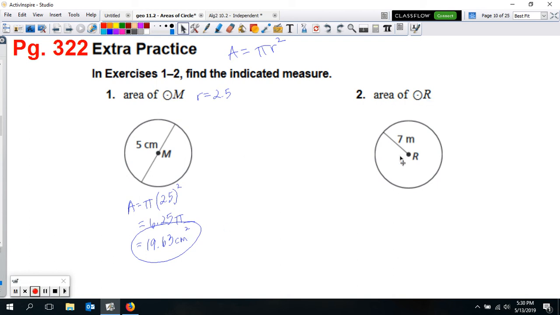Area of circle R, this one does tell you that the radius is 7, so there's the radius right there at 7. Plug it into the formula. It's 7 squared, then times pi. So it's 49 pi, and then just multiply 49 times 3.14. Gives you 153.86. And we're talking about meters, so it's going to be meters squared.